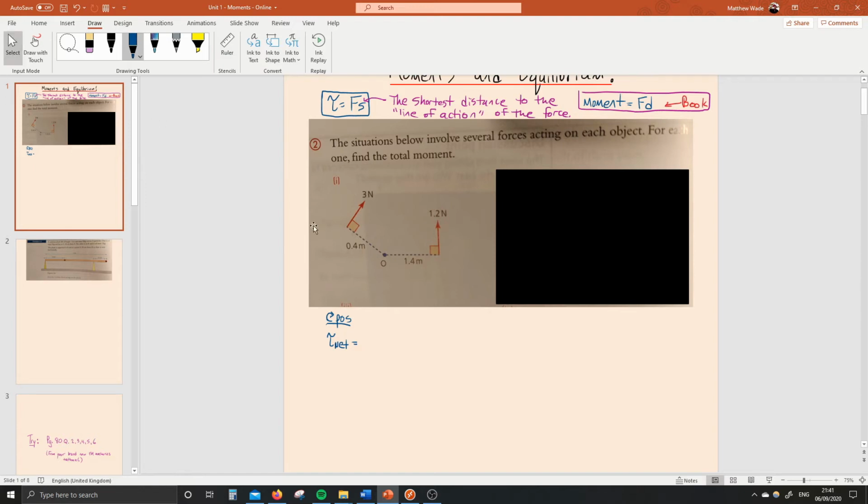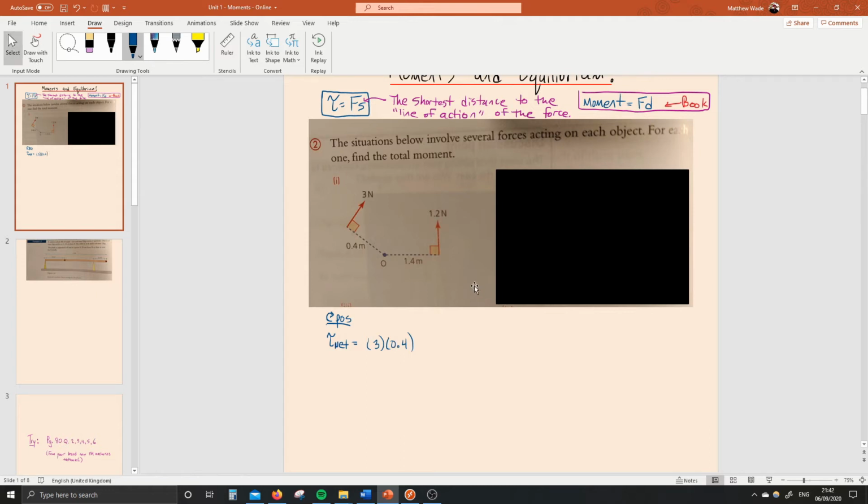Now, I said that if you put your finger at O here, it's hard to show you with my mouse, but put your finger at O, which one would go clockwise, the 3 or the 1.2? That's right, it's the 3. So the formula for moments is force times the distance. So here we go. It's the force, 3, times the distance, 0.4. It's all in meters, it's all in newtons, we're good to go. Now that's clockwise, so it's positive.